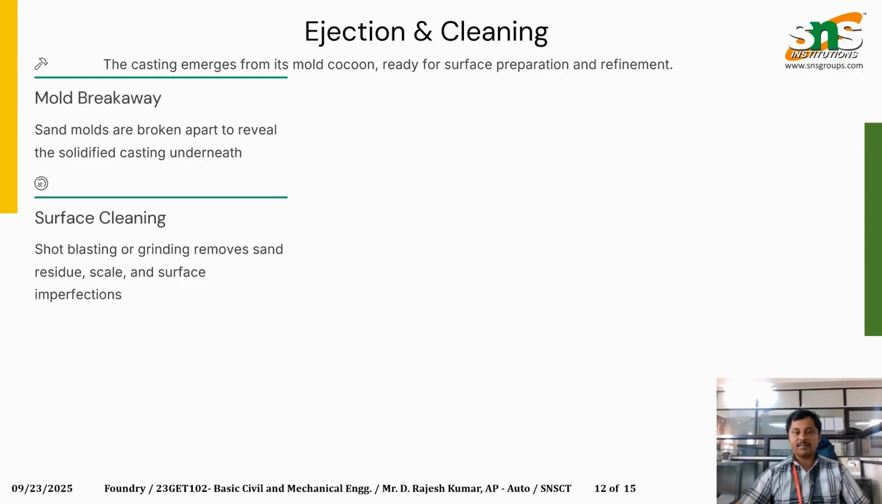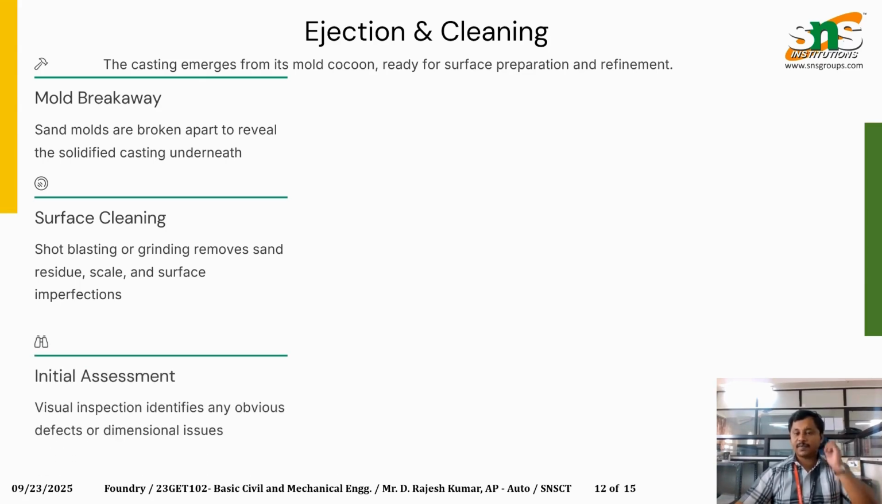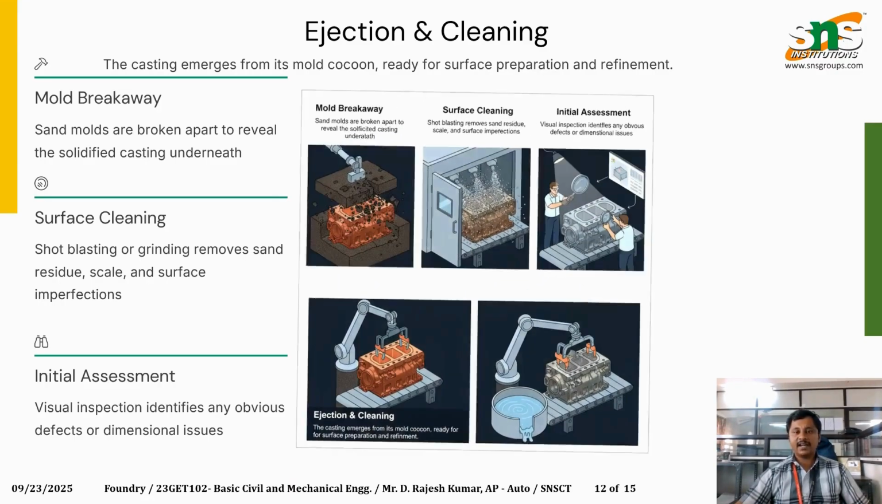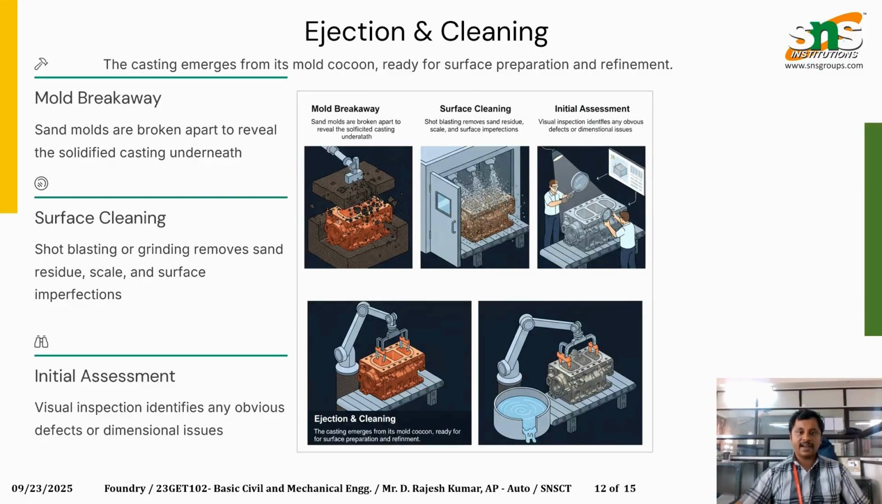It may have some unwanted particles, or the molding sand may stick on the surface, so the surface has to be prepared and the residual materials cleaned. Then the initial assessment, which is nothing but the inspection, checks whether the component prepared using this foundry process meets the standards and the required shape, and the allowances are met. If there is any defect or dimensional issue, it can be found by this assessment. These are the visual ways, so you can see the image.